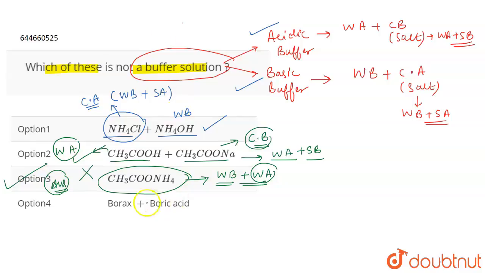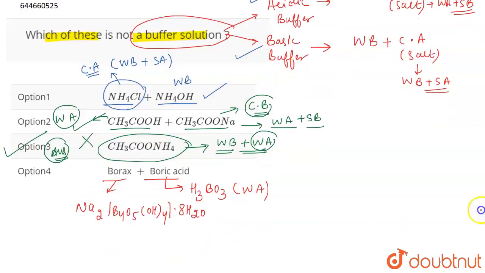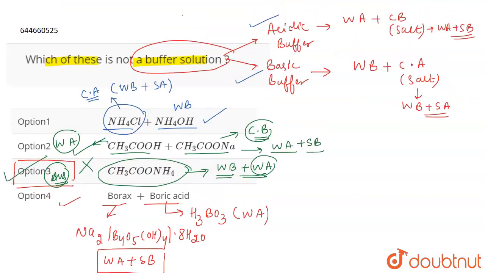Because if we talk about the fourth option, which is borax and boric acid, then if we talk about boric acid, this is H3BO3 and it is a weak acid. And if we talk about borax, then borax is a salt, right? Which has the formula Na2B4O5(OH)4.8H2O, right? And this is a combination of boric acid, which is a weak acid, and a strong base, which is NaOH. So therefore, this forms a buffer solution, an acidic buffer solution. The one which does not form a buffer solution is given in option number 3, which is the correct answer for the question.